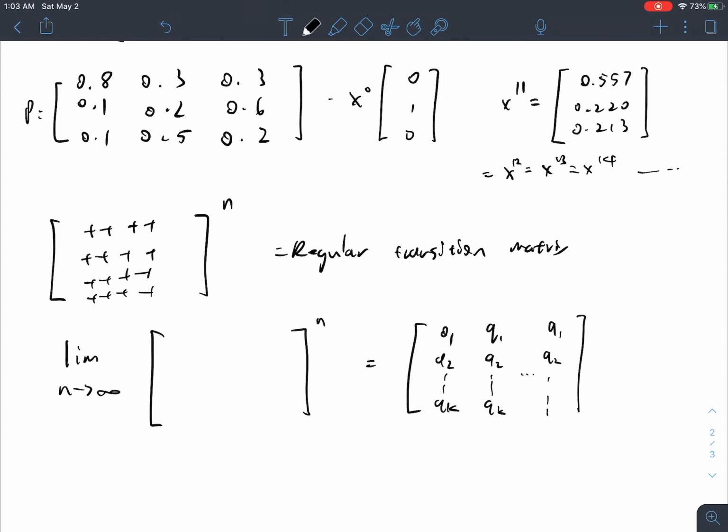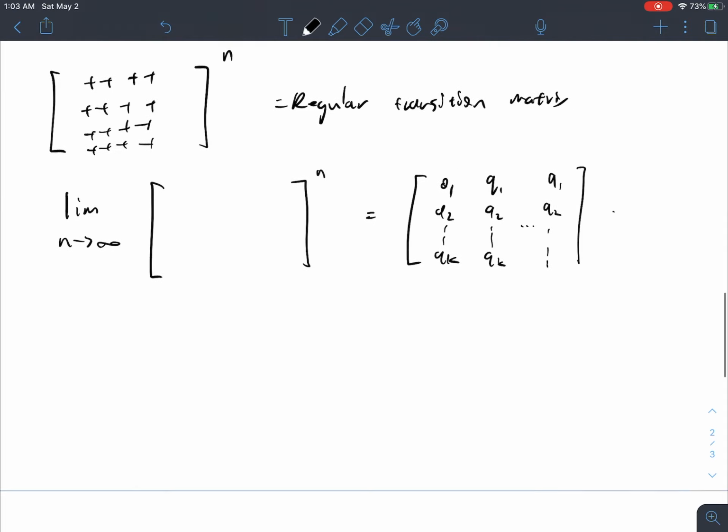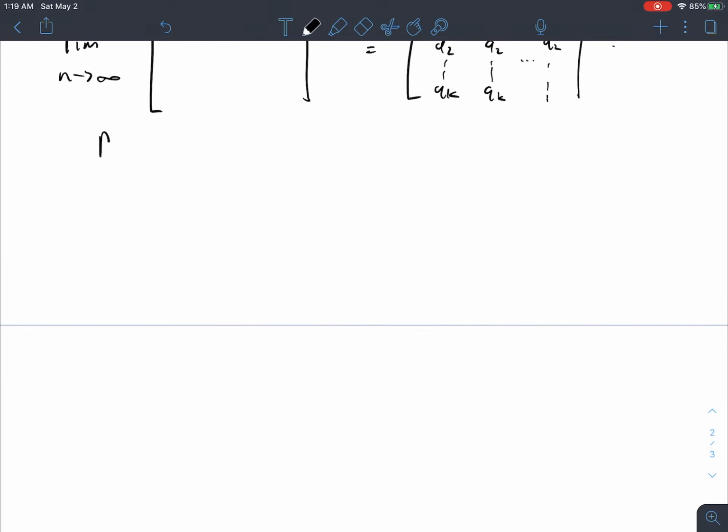Say we have a regular transition matrix. How do we find its steady state? How do we find the expected values in the steady state vector? Well, let's check it out. Take a regular transition matrix P and a random initial state vector X. We have that the limit, as n goes to infinity, of P to the nth power times X equals Q, where Q is the steady state vector.